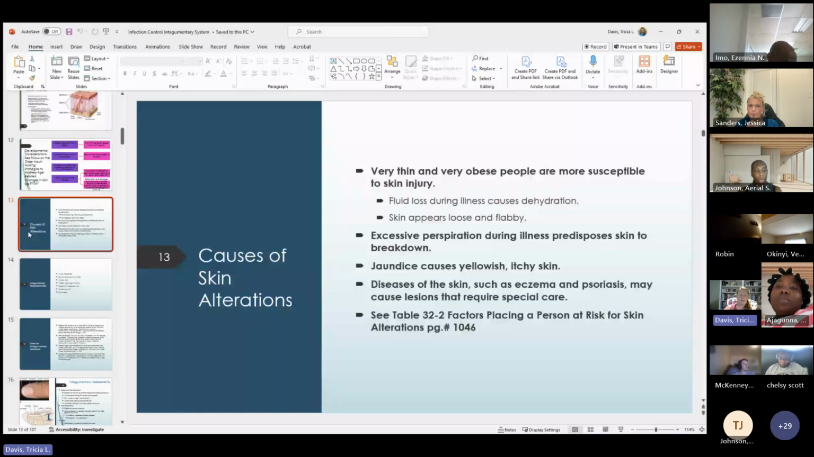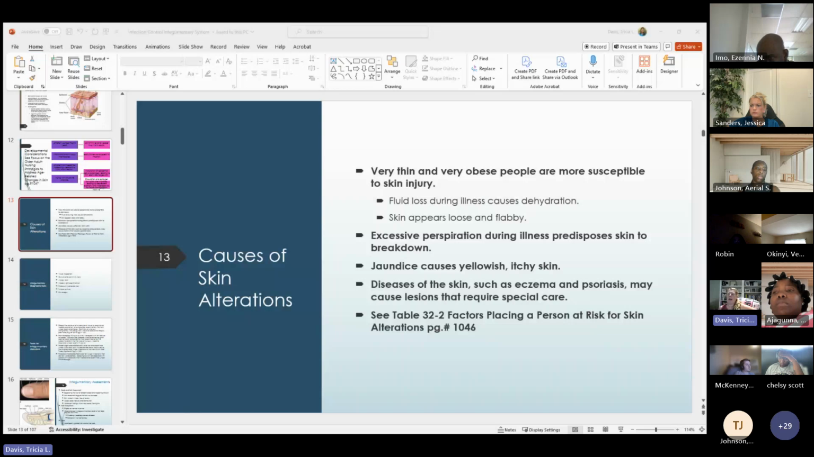All right, so what are some causes of skin alteration? Very, very thin and very obese people are more susceptible to skin injury. So both ends. We think about fluid loss, it can cause dehydration. And then we think about our older people, skin becomes very loose and very flabby. Excessive perspiration during illness can definitely predispose skin to skin breakdown. Just think about someone who has a bad case of pneumonia and they're running temperatures all the time. Maybe when their temperature breaks, they're sitting in that gown and that gown is wet.